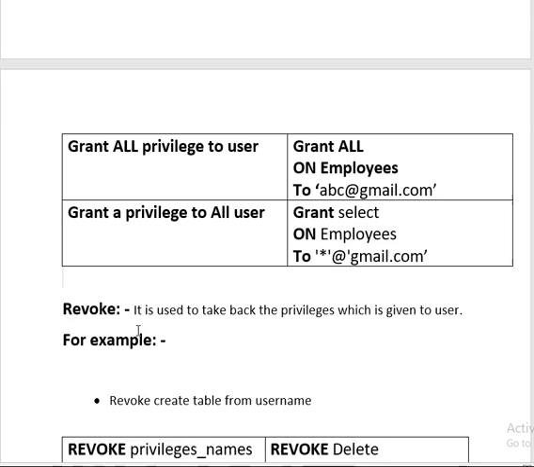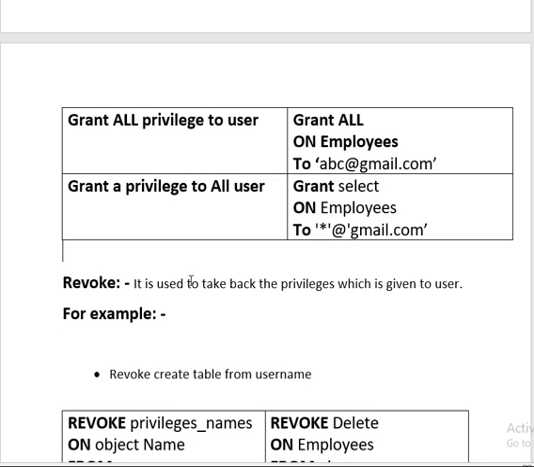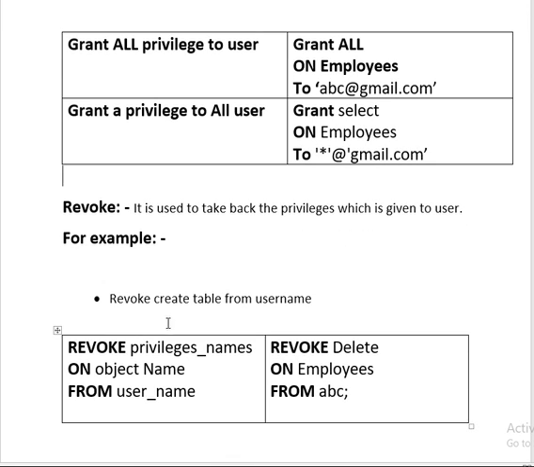And revoke is basically when we want to take back the permission, when we want to take back the privileges which are given to the user. In that case we will use revoke. For example, I want to take back the create table permission from the particular user, so I will write revoke create table from username. So instead of grant we will use revoke. So that is the difference.